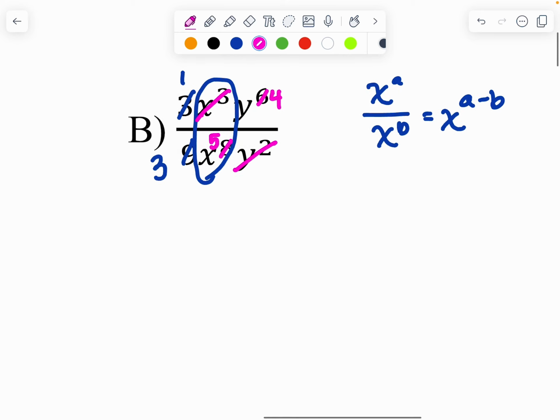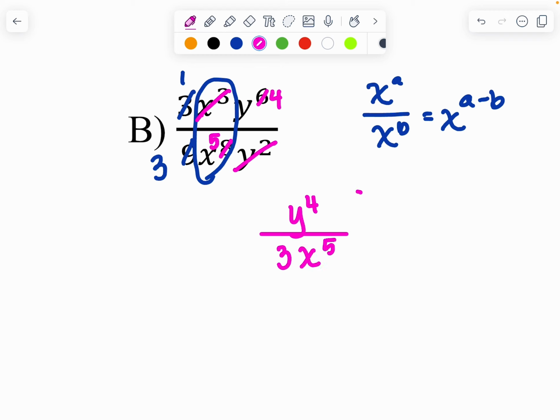Write your final answer. I have a coefficient of 1, which you do not need to write. So I'm just going to write the y to the fourth. The 1 is implied. I have a 3 coefficient in the denominator, x to the fifth. Notice in my final answer, there's only x's in the denominator and y's in the numerator. They're not in both places. All right, moving on to the next one.